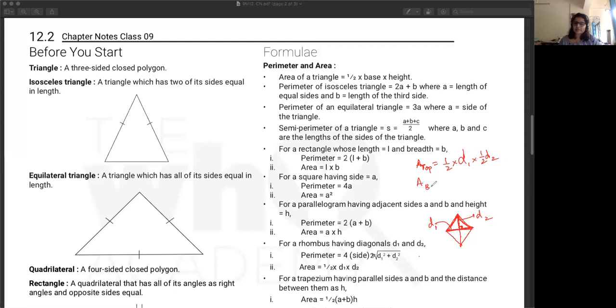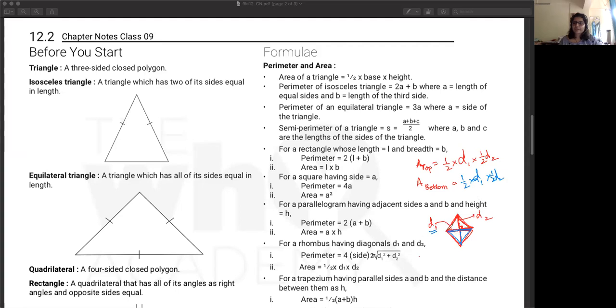Similarly, area of the bottom, the lower triangle, is how much? Same, as both are equal. All 4 triangles are equal. So if I consider this blue triangle, here also the base is the same, D1, and the height is going to be the other half. So this will be half D2.